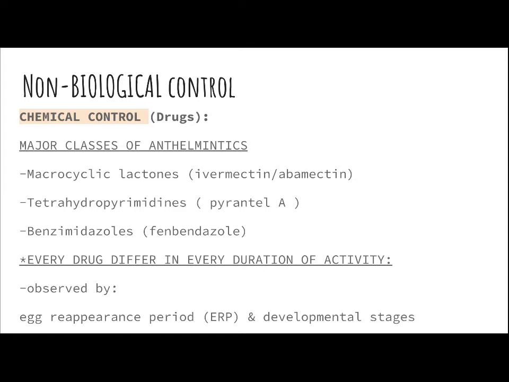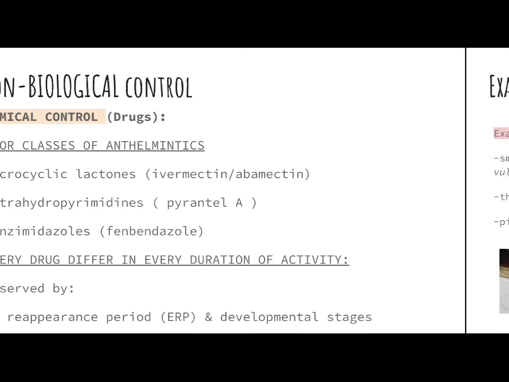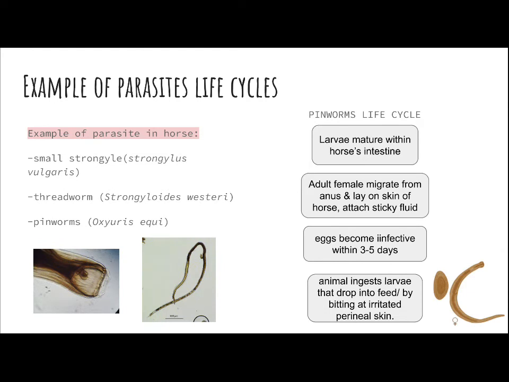Last but not least, the last type is benzimidazole, also known as fenbendazole. This type is very effective against most nematodes, but not against all small strongyles or tapeworm. As a conclusion for chemical control in the non-biological control, every drug differs in duration of activity. It can be observed by two things: the first one is the egg reappearance period, ERP, and also the developmental stages. Next slide is the example of the parasite life cycle.